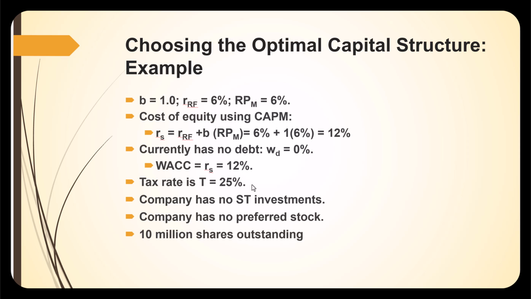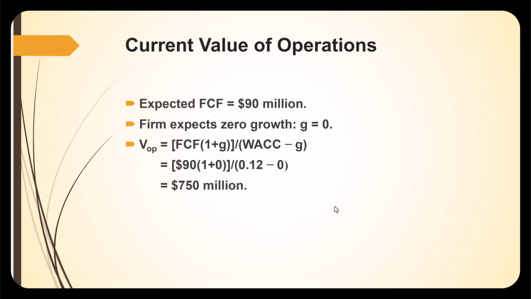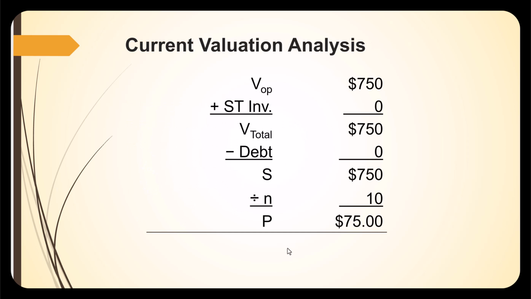And the tax rate's 25%. No short-term investments, no preferred stock, 10 million in shares. So what's this company worth? We plug in our formula. This company is worth roughly $750 million. How's that break down? Obviously, 750, there's no short-term debt, there's no debt. $75 is the value of this company's stock.